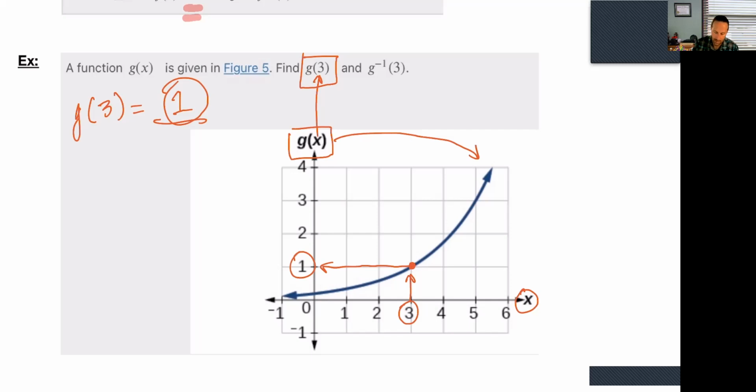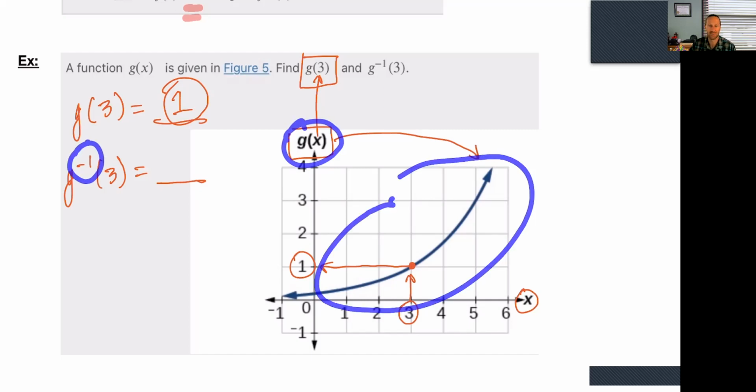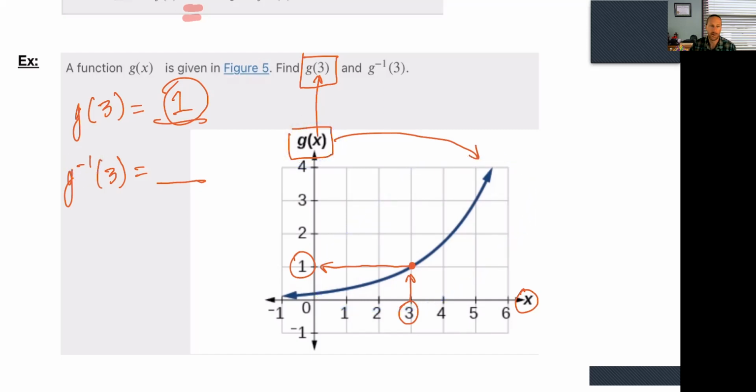But I'm also asking you to find g inverse of 3. And you're looking at this and you're like, hey, this is the g function, not the inverse. Do I have to go and find the inverse of this? No, you need to recognize that if I was to write down what I know this stuff is, g of x is equal to a y value. What if I did the inverse? That's the same as writing this is my x and this is my y. This is the point 3, 1, isn't it?